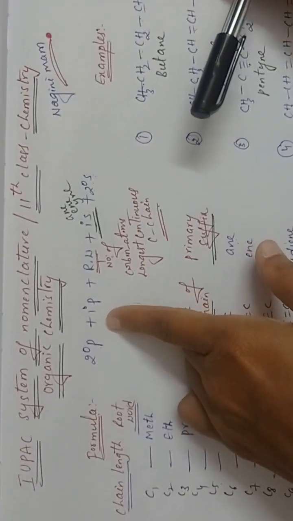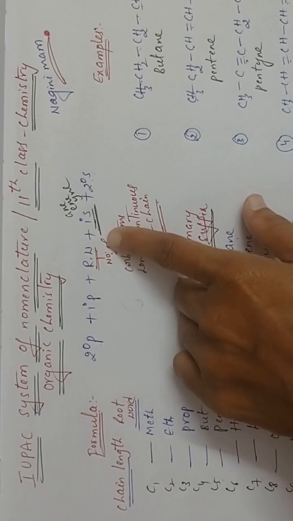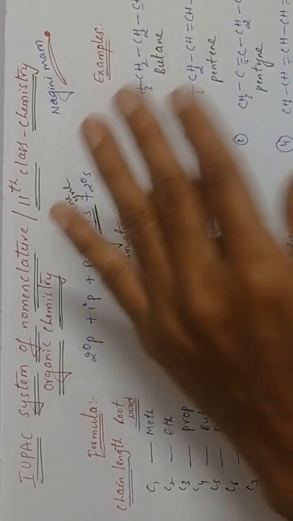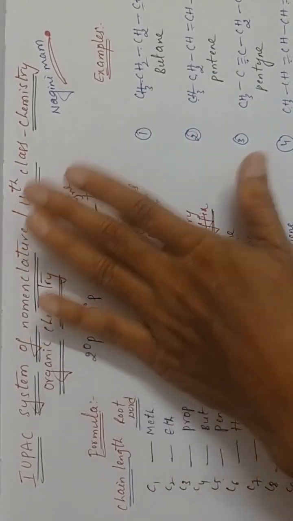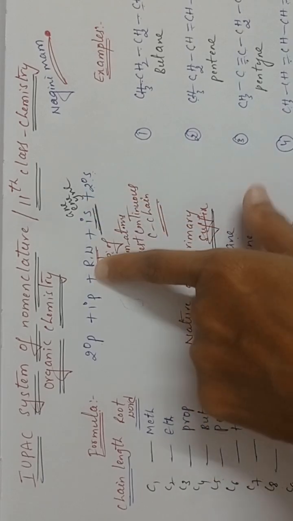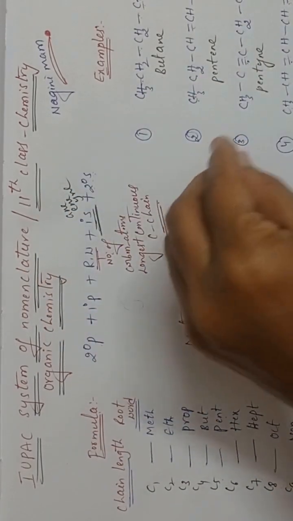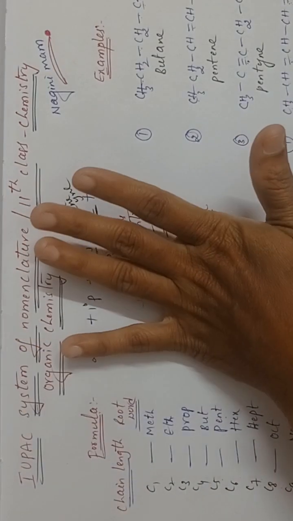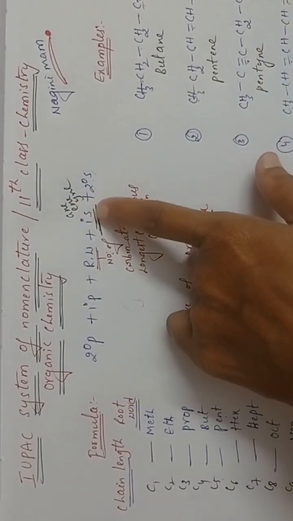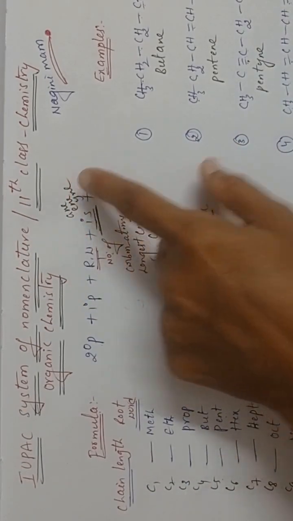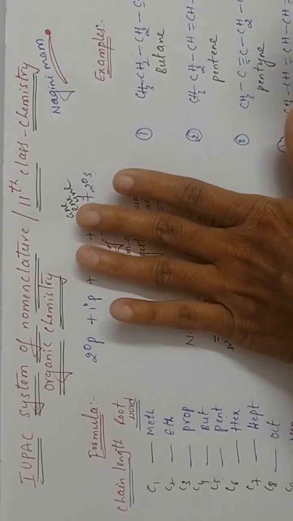Clear, students? This is the formula: secondary prefix, primary prefix, root word, next primary suffix, secondary suffix. This formula we have to follow, students. Here in this formula 2 terms I discussed. One is root word and the other is primary suffix. Root word means the number of carbon atoms present in the given organic compound. Primary suffix indicates ene, yne, ane. Understanding? So these 2 are completed.